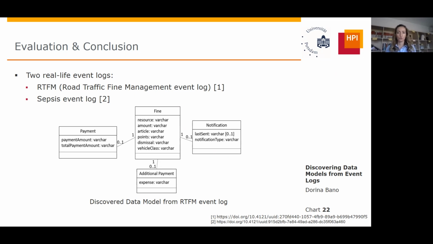After applying our approach on the first event log, in the figure you can see the discovered data model, and as you can see the root class is fine, which is then connected with the payment, additional payment and notification data model classes, and each attribute in these classes is an attribute in the event log, and by applying our approach we have grouped these attributes in the data model classes. And as you can see, this data model gives us information which was not captured by the discovered process model. And that's why it is important to use the discovered data model to better understand an event log, as complementary information to the business process.